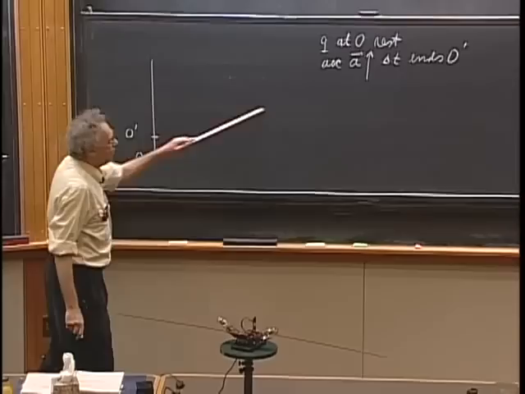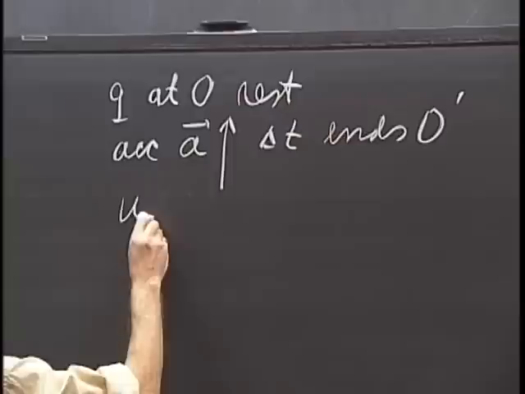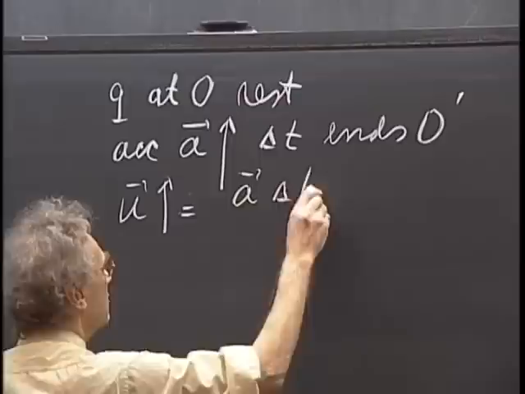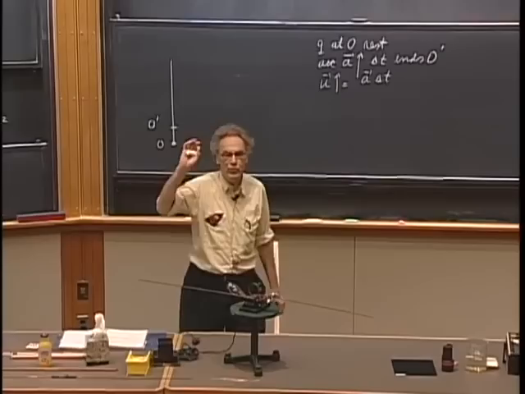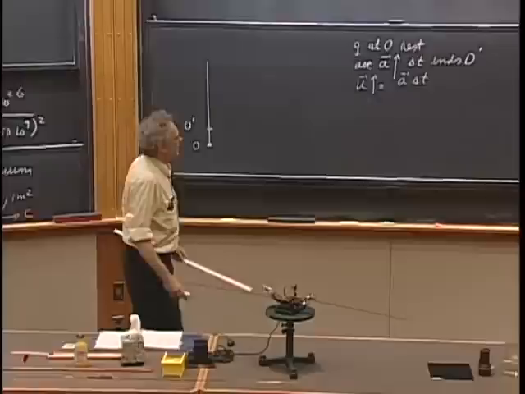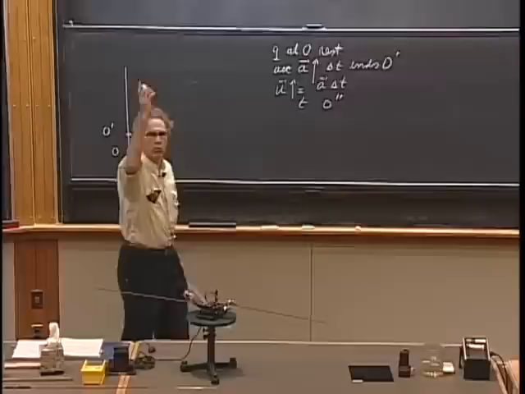So now it has a velocity in this direction. And that velocity u in this direction is now a times delta t. And so it's cruising now with constant velocity. And we just let it cruise all the way. It's now again a charge with constant velocity. And I look at it where it is t seconds later. And so at time t, we'll find it in O double prime. And it's still cruising, and we just let it cruise. We're not going to interfere with it anymore. And here is then O double prime.